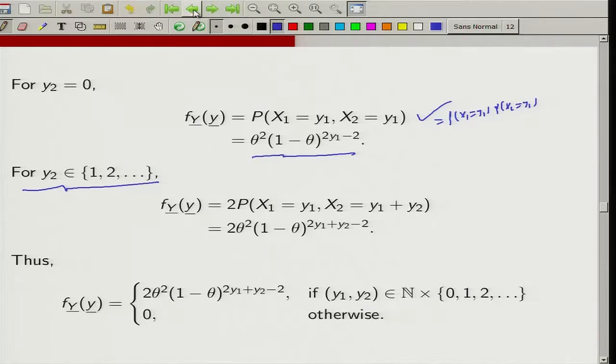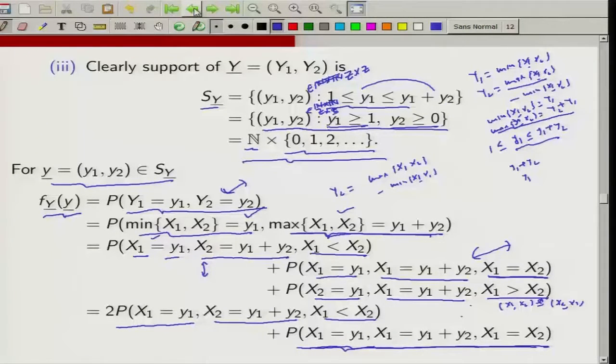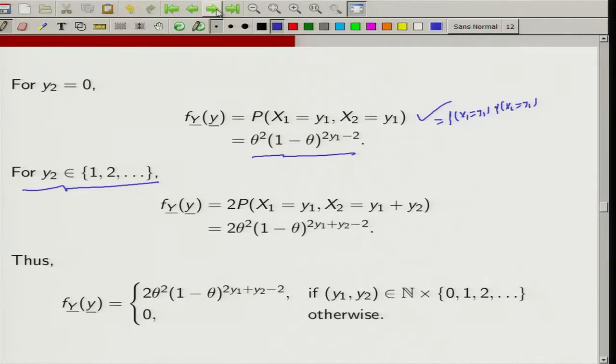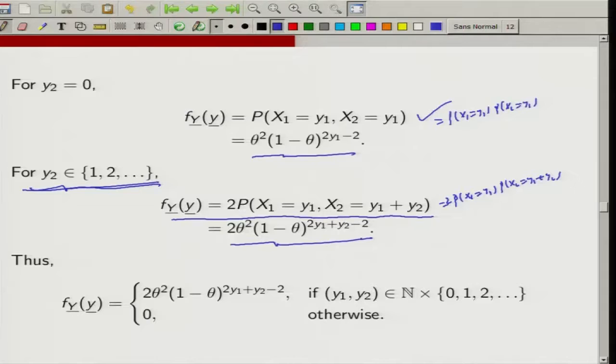Now, for y2 a positive integer, the first term would contribute and the second term will not contribute, because if y2 is bigger than or equal to 1, then x1 is y1 plus y2, and x1 equal to y1 cannot happen simultaneously. So, this probability would be 0 and you get only this probability. So, that is why for y2 equal to 1, 2, and so on, f_Y is the same as 2 times the probability x1 is equal to y1, x2 is equal to y1 plus y2. Because of independence, again this is the same as 2 times the probability x1 is equal to y1 multiplied by x2 is equal to y1 plus y2. Multiply the 2, you get this quantity.